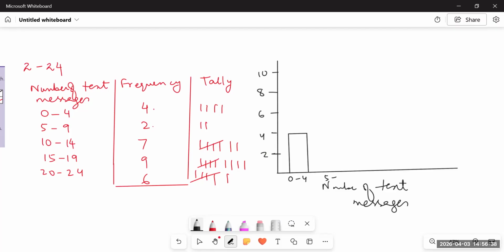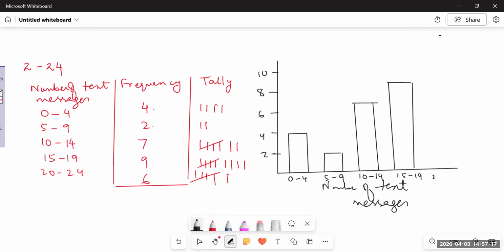Then 5 to 9 is 2. Then 10 to 14 is 7, so it will be right in between 6 and 8. Then comes 15 to 19. That's 9, so it will go up in between 8 and 10. And then the last one, 20 to 24, has 6, so it will be up to 6 here. And all done. So this is how we will draw the frequency diagram.